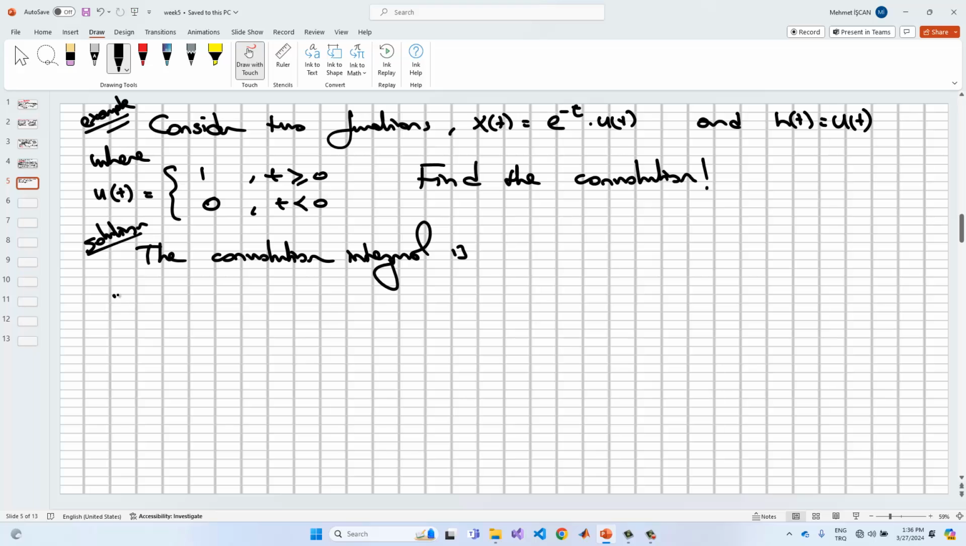y(t) is equal to the integral from minus infinity to infinity of x(τ), which is e^(-τ), and u(τ), times u(t − τ) dτ, right?